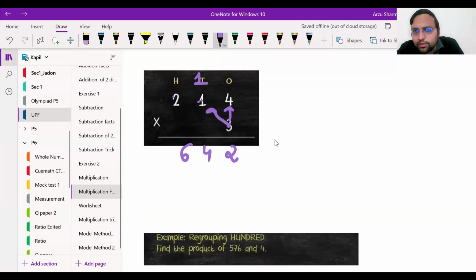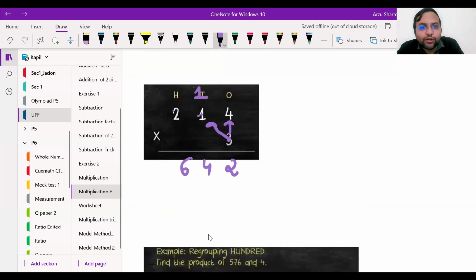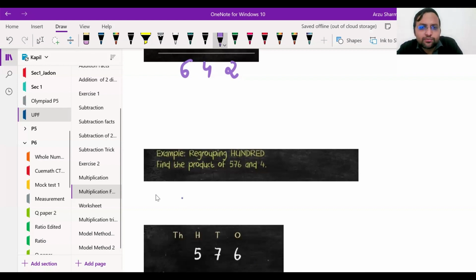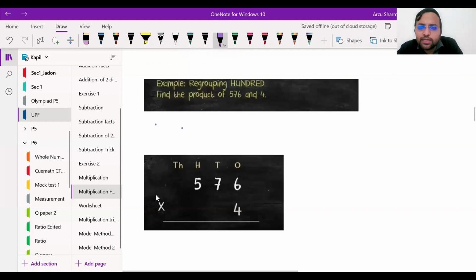Okay, you're solving this question. Fine. So this one is 642. I hope this is clear. Now next is 576 times 4.